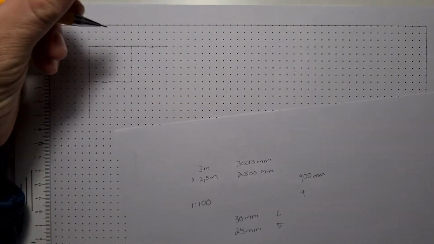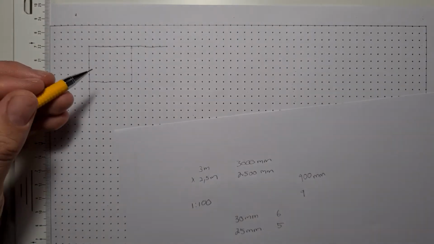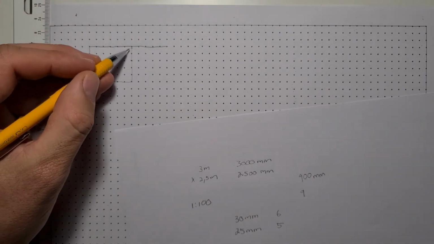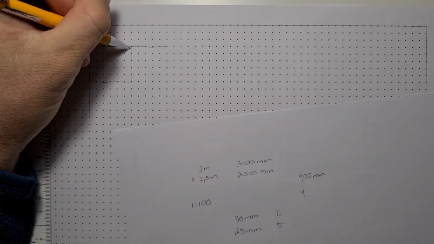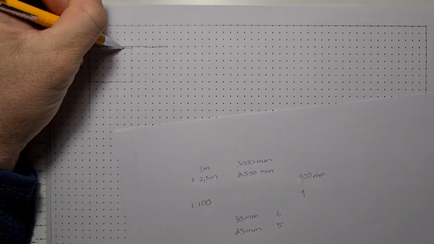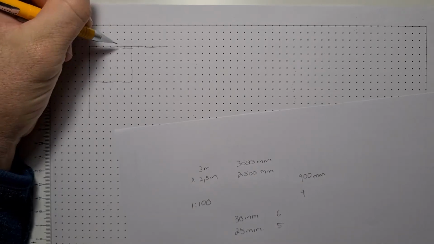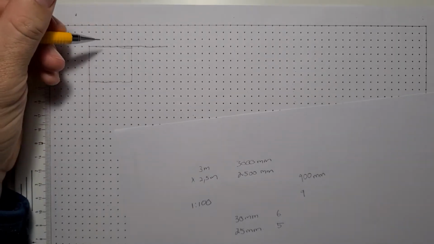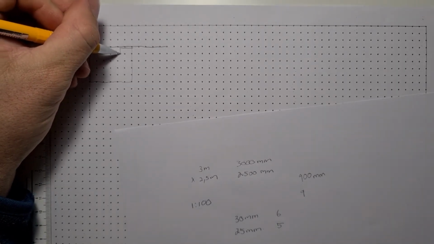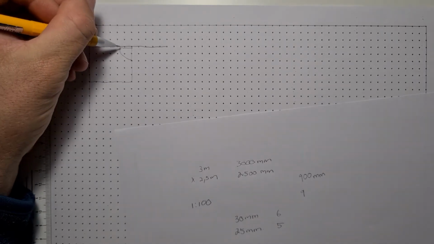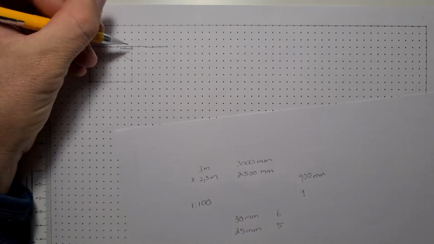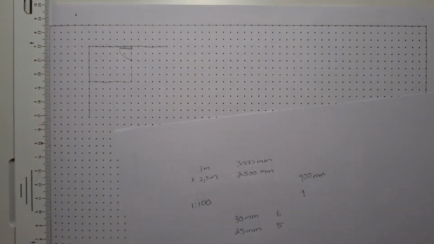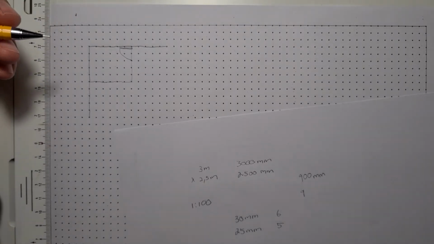If I want to draw in my door over here, I'm going to make my door swing towards the wall so that it gives me a larger open space. So the door needs to be 900, and then I have to add in the swing. It is freehand, so it doesn't need to be a perfect swing. And there's my door.